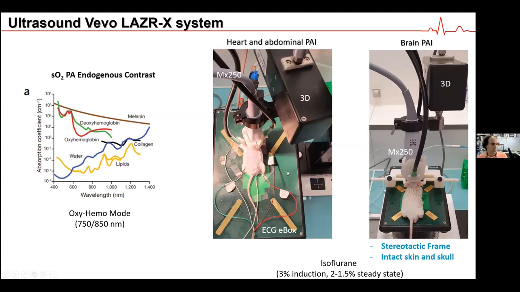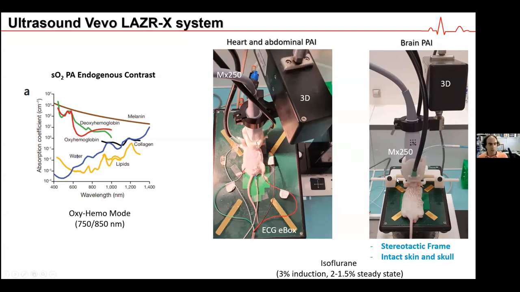So this is the setup from the lab. You can see we use the MX250 here with two laser fibers on each side of the probe. We put the mice to detect heart or abdominal photoacoustic images on the back, and we record ECG using the e-box. You can add 3D motors to have a 3D view of the photoacoustic image. For the brain, we turn the animals over, and we use a stereotaxic frame that gives you the possibility to have very nice images without any respiratory movements of the mice.